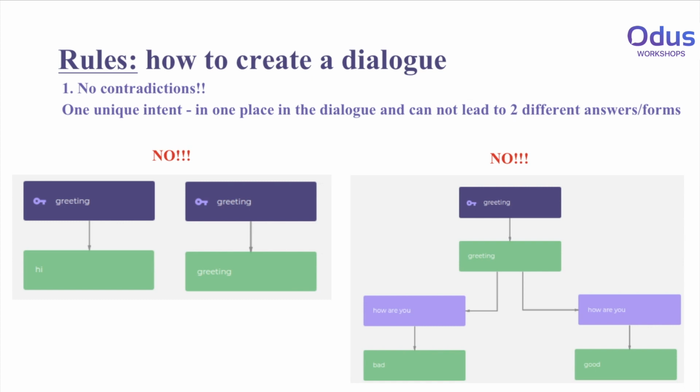For example, you can see two examples here. In the left example, you can see two key intents with the same title that lead to two different answers. In the left example, you can also see the dialogue that has two similar, simple intents with the question, "How are you?" But the answers to this question are different and have two contradictory meanings, bad and good. This will also confuse artificial intelligence.